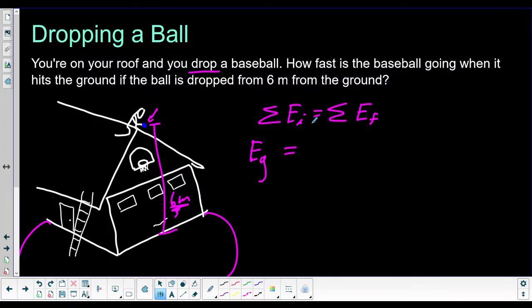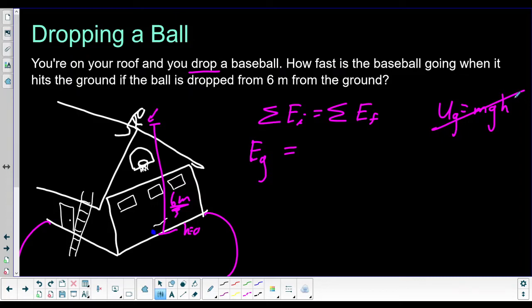Equals, at the end of the problem, our ball is going to fall to the ground. As it falls, it's going to speed up. And as it falls, its distance above the Earth will decrease. So if we look at our gravitational potential energy at the end, mgh, if we say h is 0 here, this is 0 height, then we have none, right?